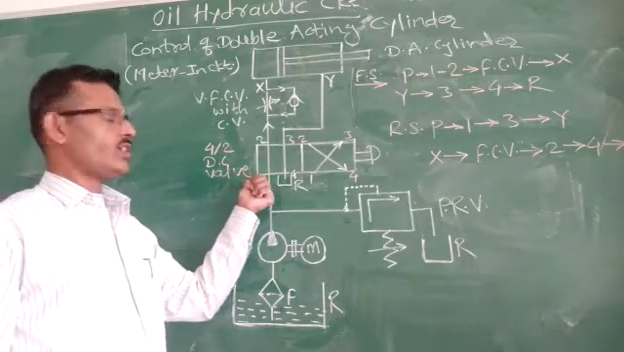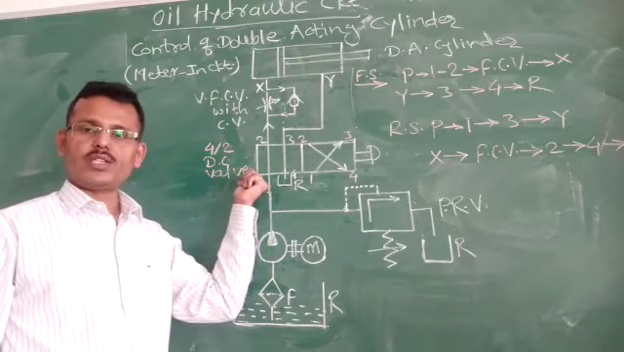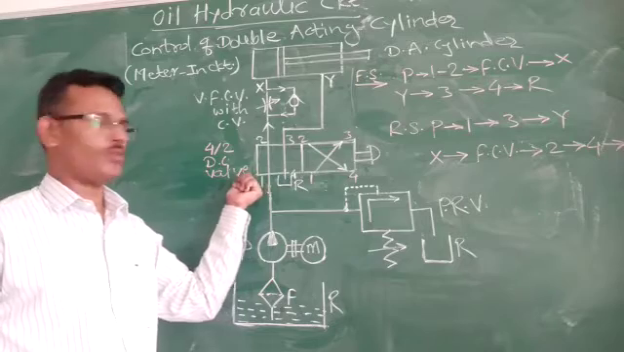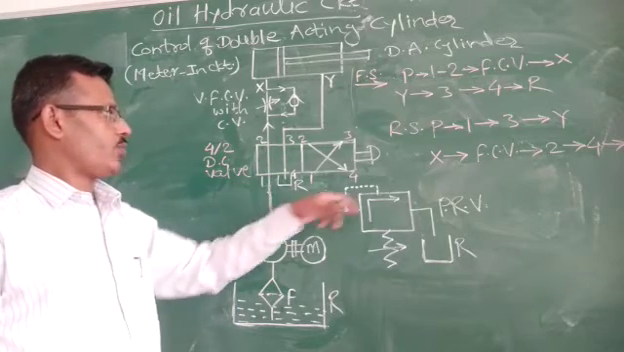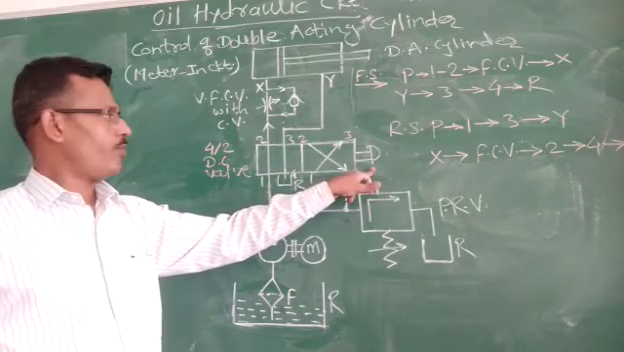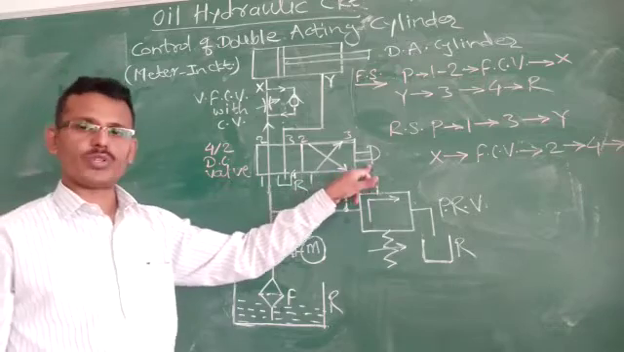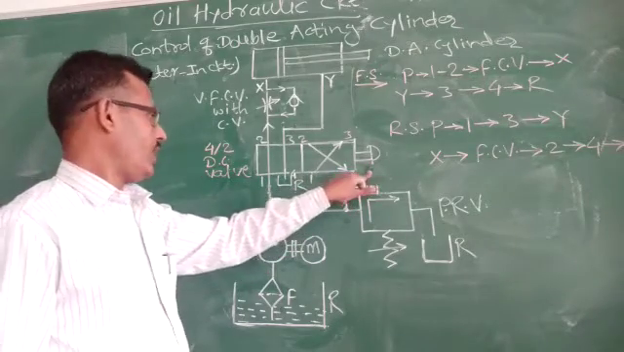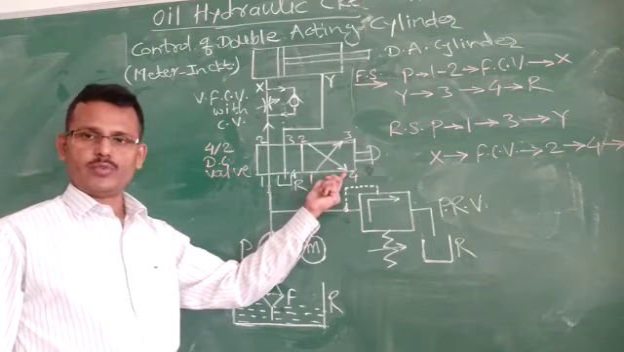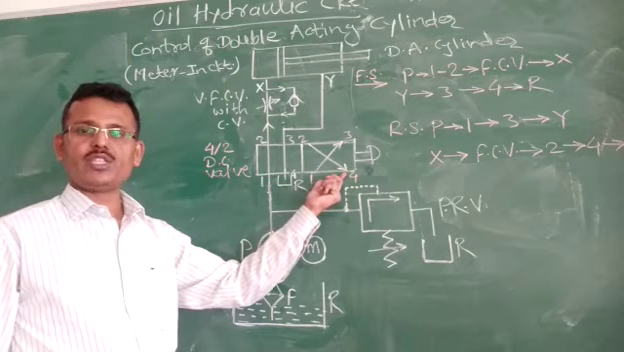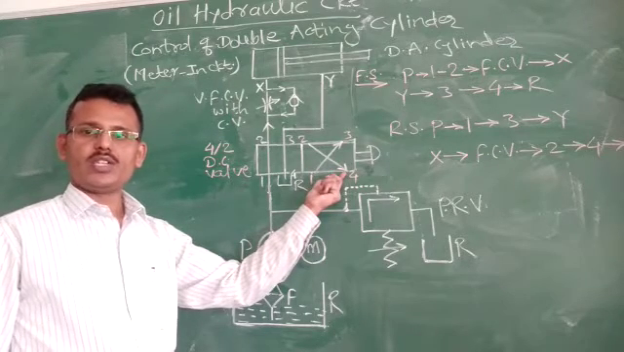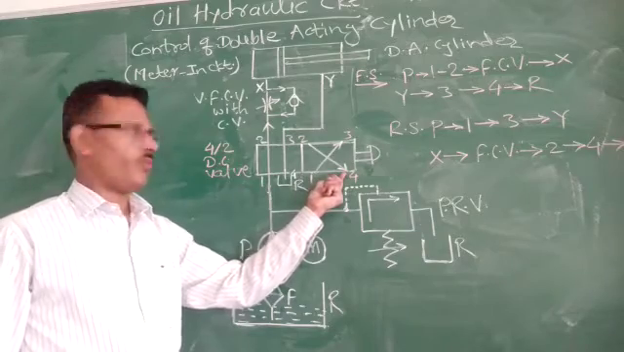The function of this DC valve is to change the direction of the flowing fluid inside the circuit with the help of the push button. Means when we operate or push this button, then we will get the second position, and in this position the oil changes its direction of flow.